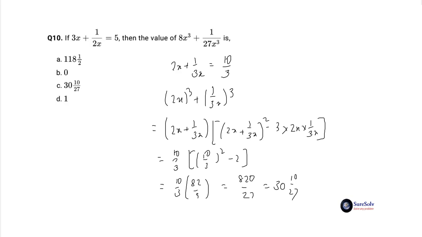You don't actually divide. Noticing the unique fraction denominator 27 in option C, you directly identify it as the answer, saving a few seconds of time. Answer option C 30, 10 by 27.